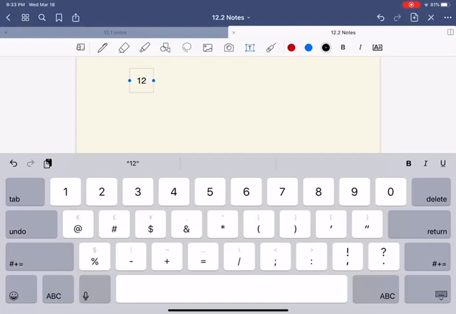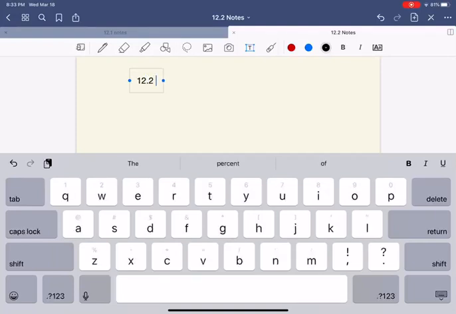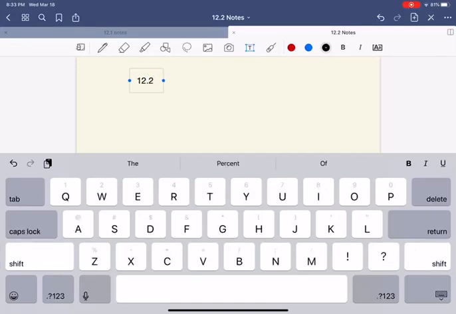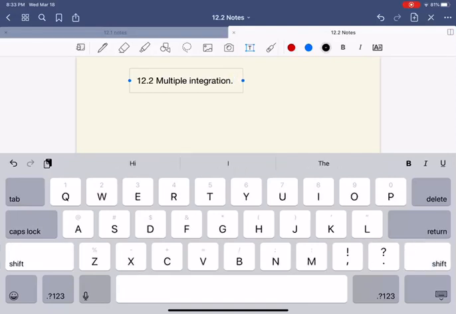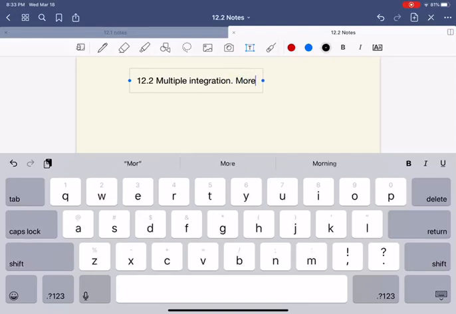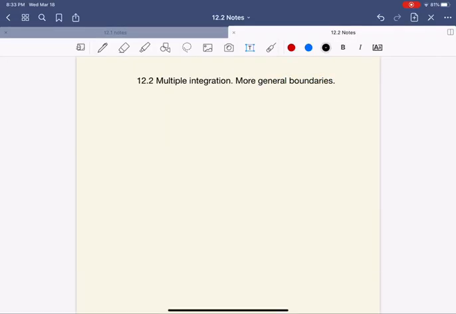All right, welcome back. We're going to do 12.2, and this is multiple integration. More general boundaries. Okay, so not all our boundaries are going to be rectangular in nature.